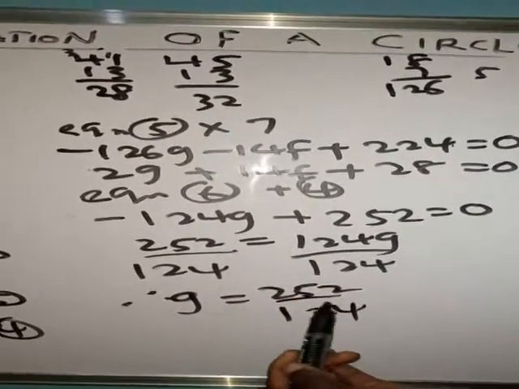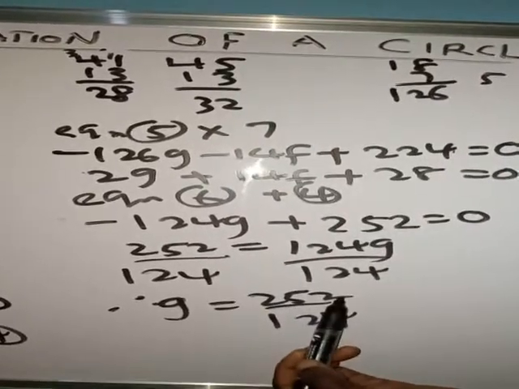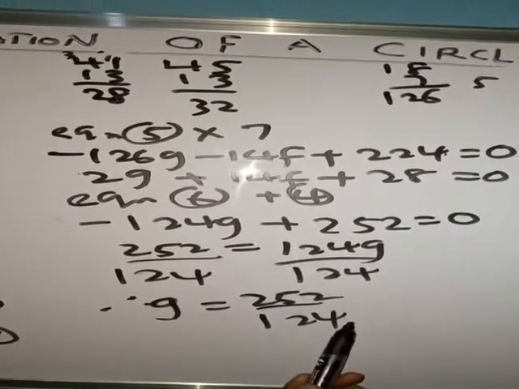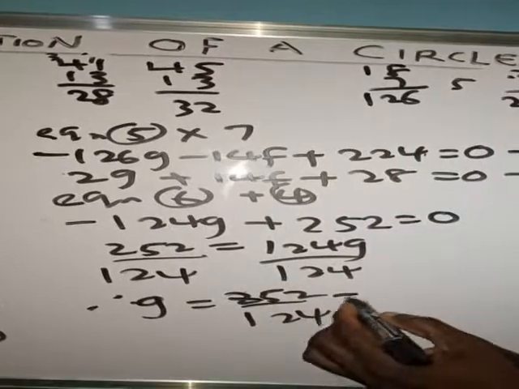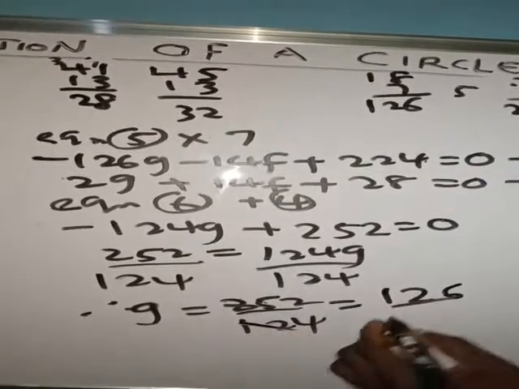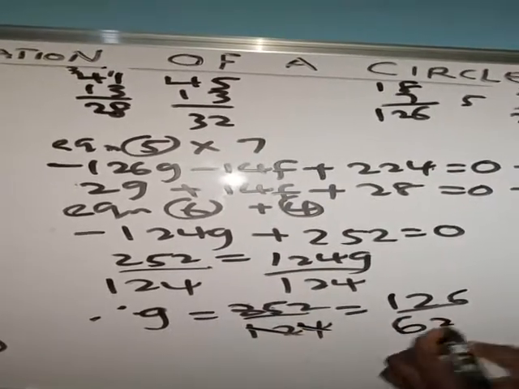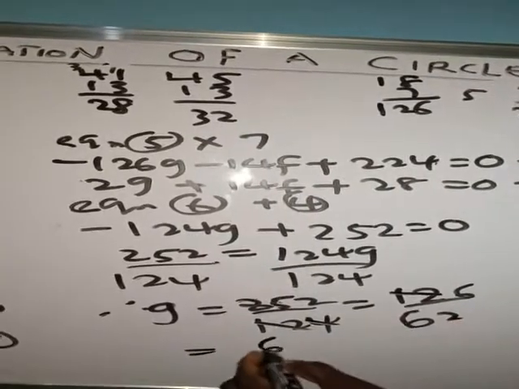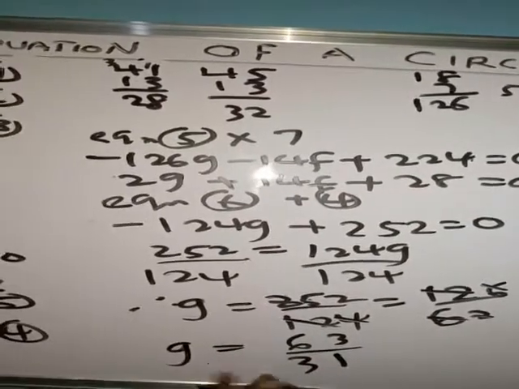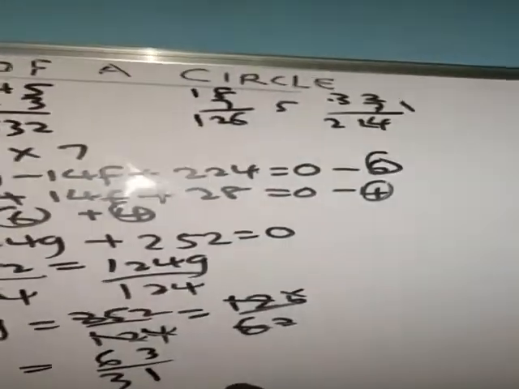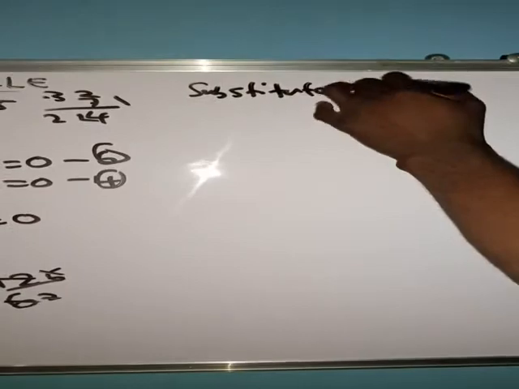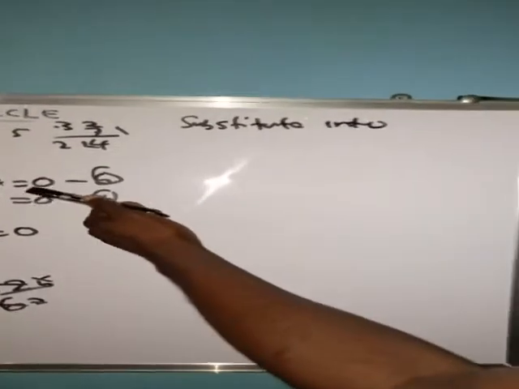I want to check if 3 can divide this. 2 plus 5, 7, 7 plus 2, 9. 3 can go into this. 1 plus 2 is 3, 3 plus 4 is 7. 3 cannot go. I can use 2. 2 in 252 is 126, and 2 in 124 is 62. 2 in 126 is 63, and 2 in 62 is 31. Therefore, g is 63 over 31. To get f, you substitute now into any of these equations, 6 or 4.